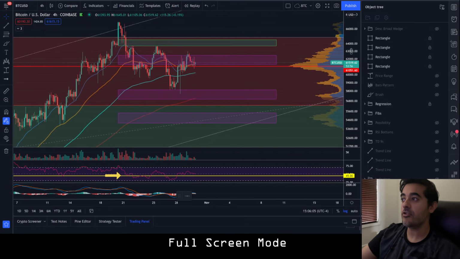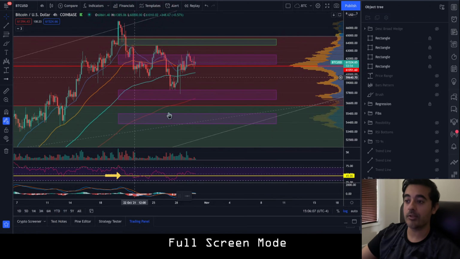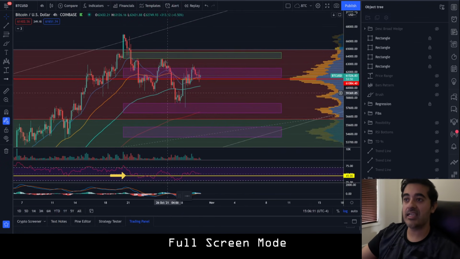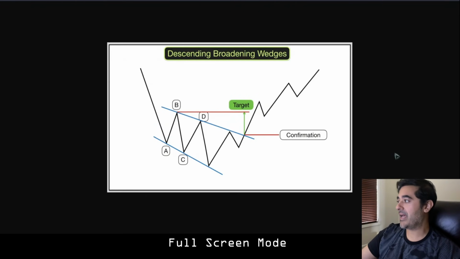Okay, there's a pattern that's showing up on this Bitcoin chart. I'm looking at the 4-hour right now. That is quite visible. You might not see it at first glance, but it's there. And I'm going to show it to you so you understand what I'm talking about. So this is the pattern here. It's called a descending broadening wedge.